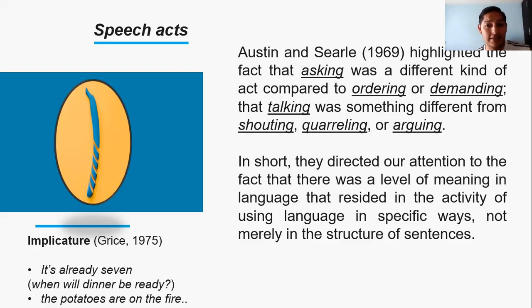Thus, statements such as "it's already 7" can be understood not as a declarative statement, but rather as an indirect question. And the question would be, when will dinner be ready? And so lead to an answer such as, the potatoes are on the fire. Such inferences are the retrieval of implicit, not encoded meanings in particular utterances, and our cultural and social skills enable us to make such inferences with reasonable accuracy. They are evidence, according to the scholars, of the rational nature of human behavior in conversational practices.